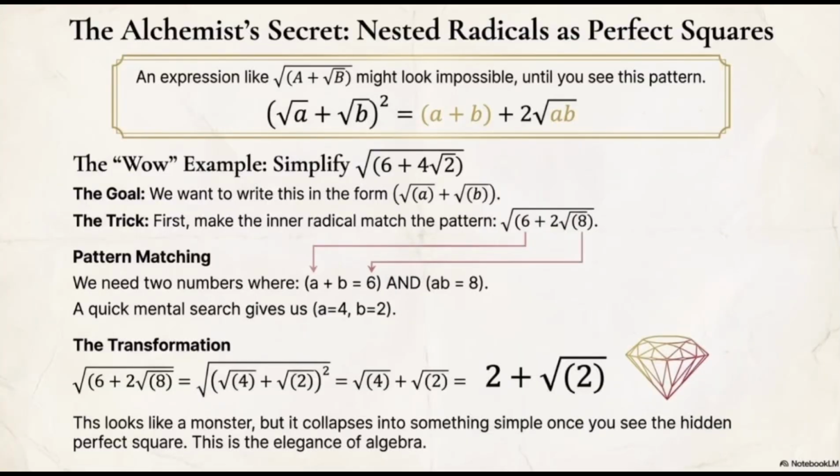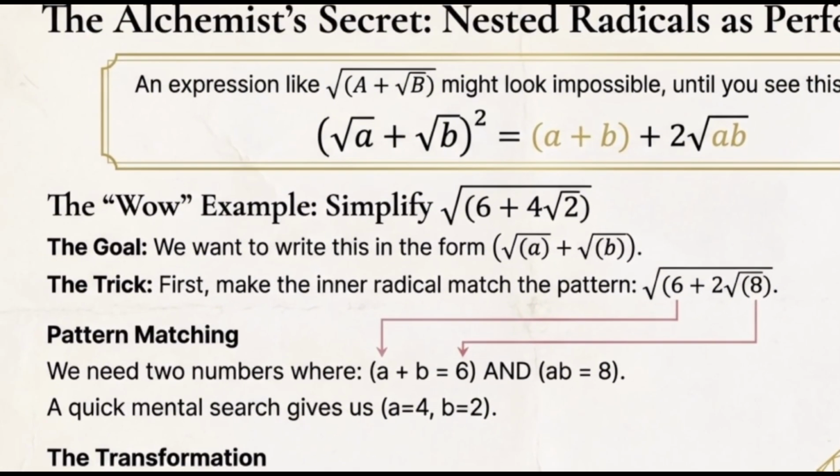So let's talk about the alchemist's secret. We are going to use a very specific secret that can be helpful when we have nested radicals and we would like to find the perfect squares. So the idea is like this. Imagine that I have an expression, and my expression is like this one.